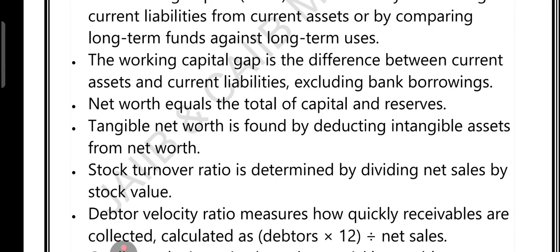Then we have the working capital gap. It is the difference between current asset and current liability excluding the bank borrowing. So this gives a clear view of the working capital need without bank support. So how much working capital do you need without bank support? That is characterized by WCG, working capital gap.